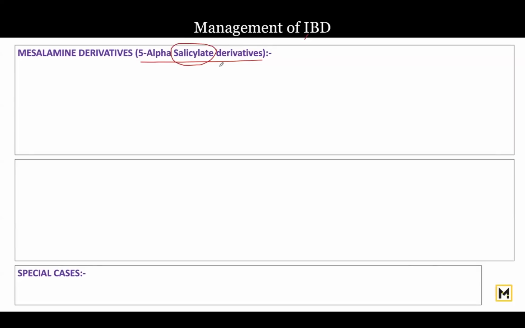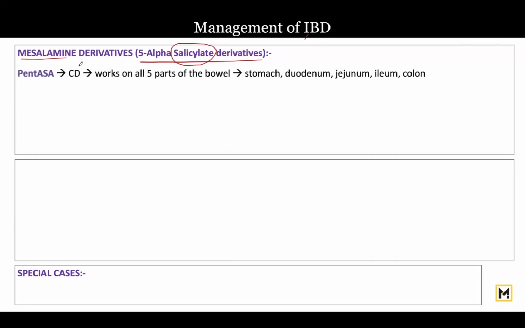Now, these 5-alpha salicylate derivatives are called mesalamine derivatives. It's very easy to remember that there is one type of ASA. A stands for alpha salicylic acid. So there's one called Pentasa. It's kind of a mnemonic. If you are interested in mnemonics, if that's how things can be recalled by you, then use this. Pent means it works on all 5 parts of the bowel: stomach, duodenum, jejunum, ileum, and colon.